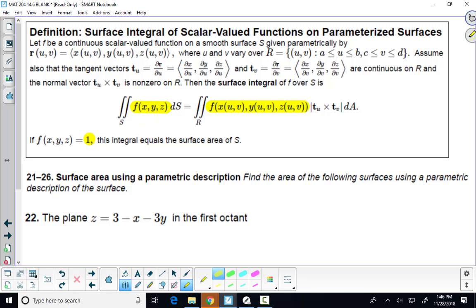If this function is not 1, it depends on what that f represents. Let's suppose that f represents temperature. Then you'd be adding up all the temperatures on this surface, and if you divide by the area of the surface, you would get the average temperature. So it all depends on what that f means. If that little f equals 1, then the integral means area. If that little f equals something else, then it means something else. It's not volume.